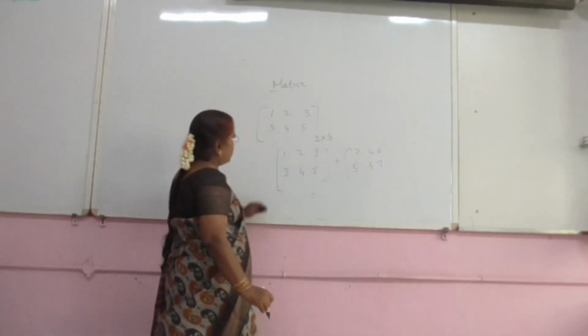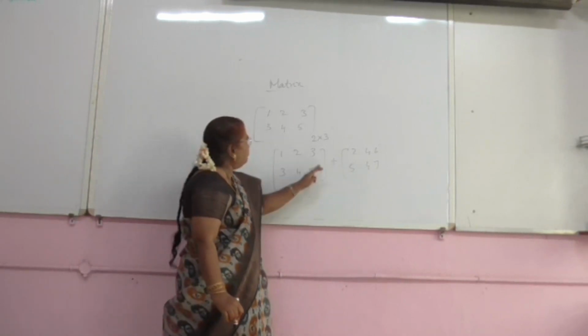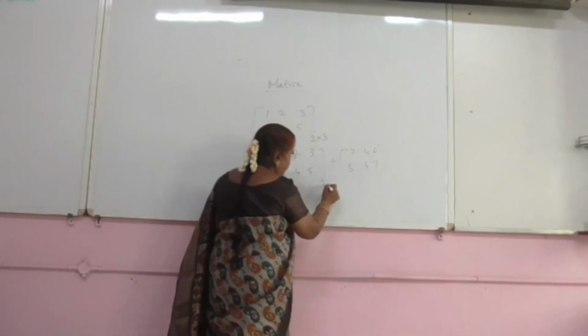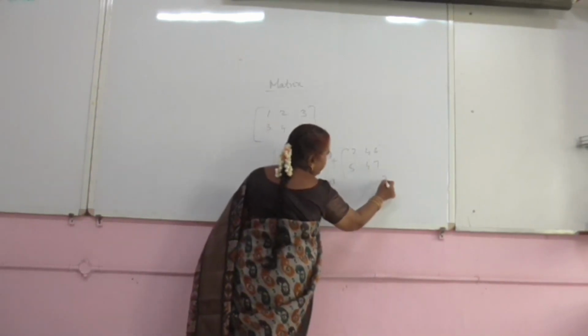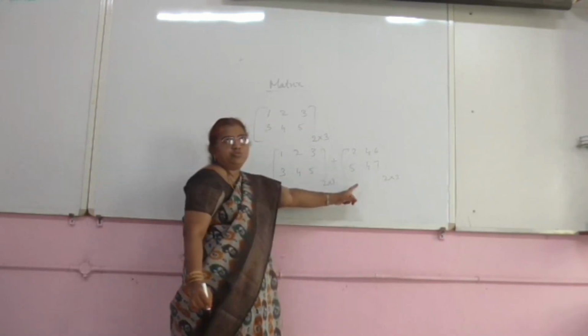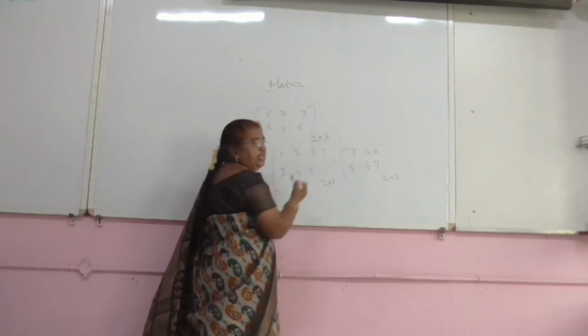Now operations on matrices. We can add 2 matrices only if their orders are equal. The order of this matrix is 2 by 3 and the order of this matrix is also 2 by 3. Therefore we can add these 2 matrices. Adding 2 matrices means adding the corresponding elements.